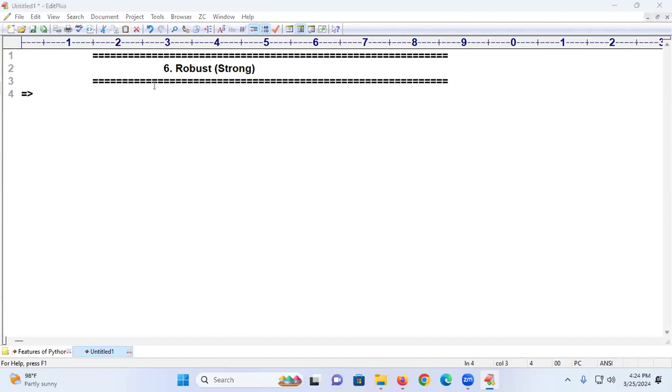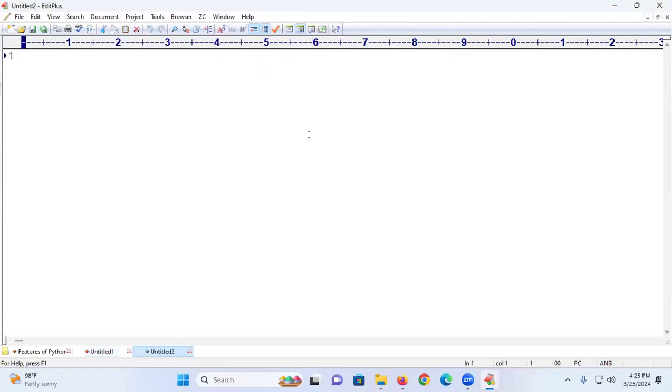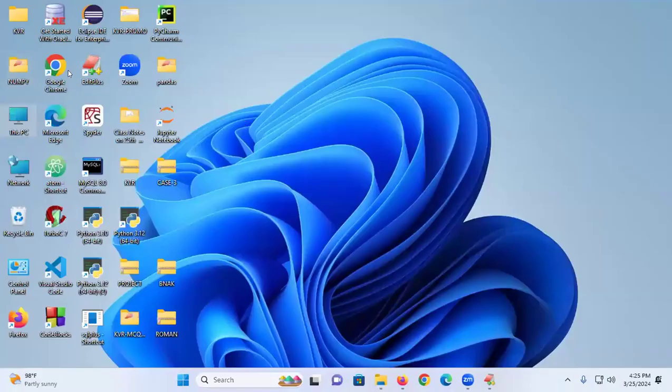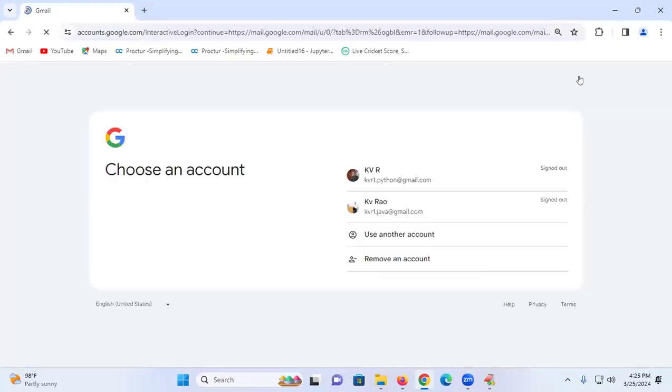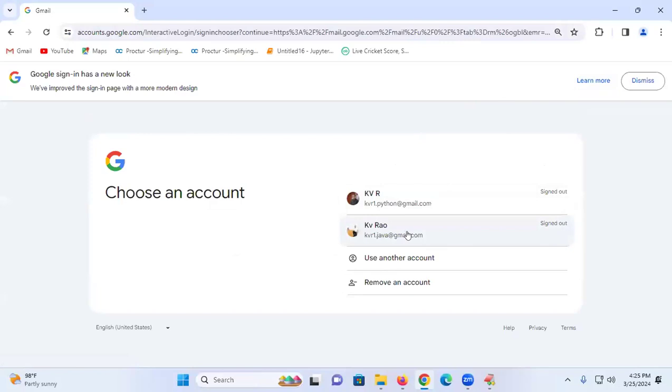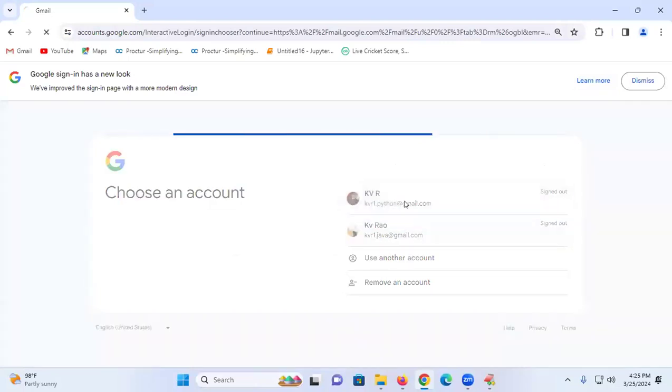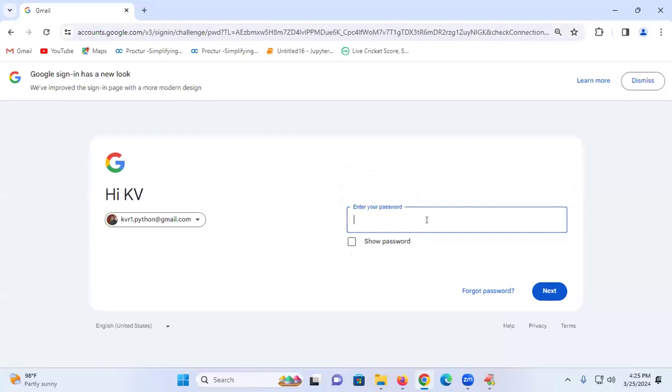So let me move further. What do you mean by robust? Let me talk about why Python programming is robust. Students, take an example. Go to Gmail, I'll show you some application behavior. Go to Gmail to check your mail, where I'll enter a username and password. I'll take my mail ID, first account. There I'm entering my password, intentionally entering it wrong.